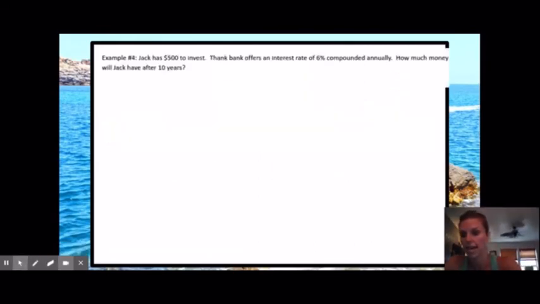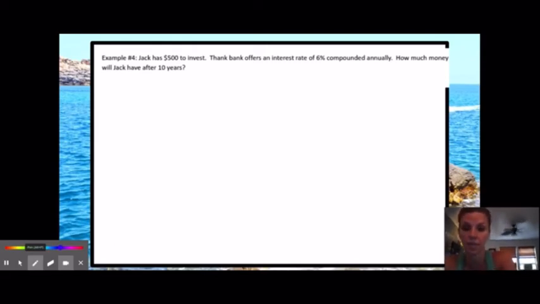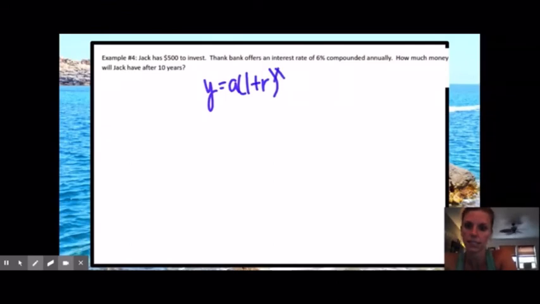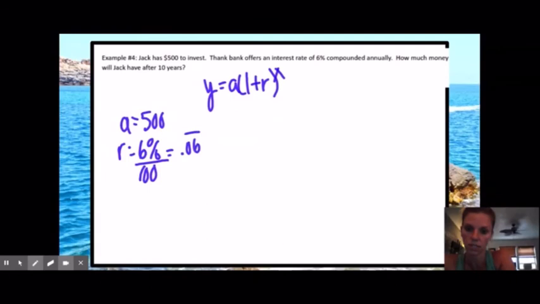Let's look at this one. Jack has $500 to invest. Think Bank offers an interest rate of 6% compounded annually. How much money will he have after 10 years? Same thing. Y equals A, parentheses 1 plus R raised to the X. A, the money. He put in $500. R, the percent, 6%. Change it to a decimal, so divide that by 100. We're going to use 0.06. Use that one. X is the time. They want to know how much will he have after 10 years.